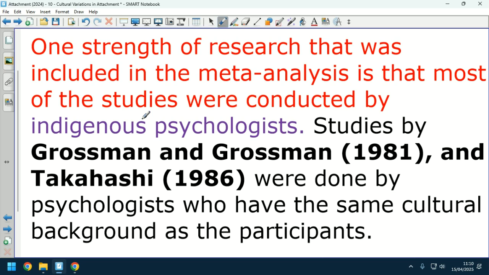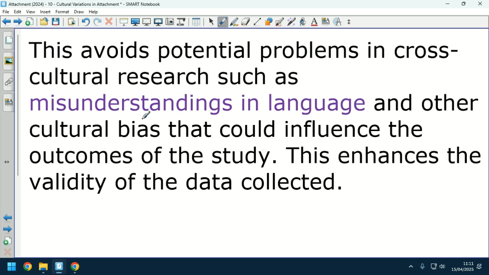So a lot of people felt that when Takahashi and people like Grossman and Grossman studied the children in their own countries, they were indigenous, in other words, they were from that particular part of the world, that they truly had a good understanding of how to treat the particular children. So a strength of this is it avoids potential problems in cross-cultural research because any misunderstandings of language or how people are treated may not have occurred. And so this means that there's not cultural bias and therefore it makes it more valid. So that's quite a good strength.